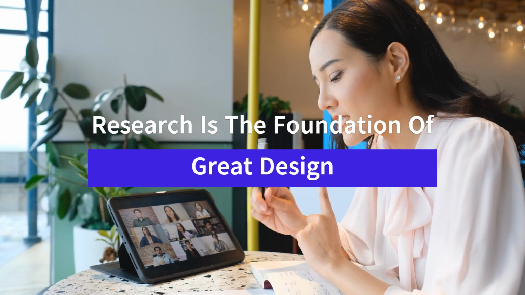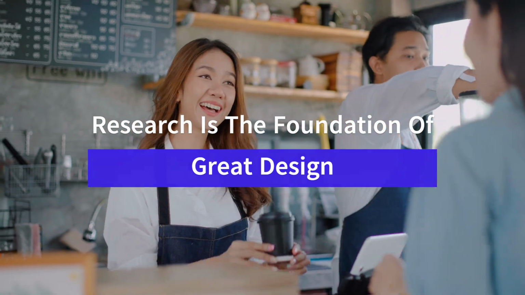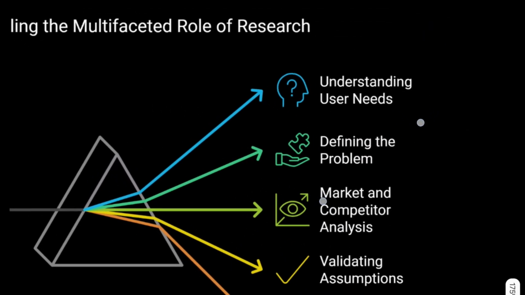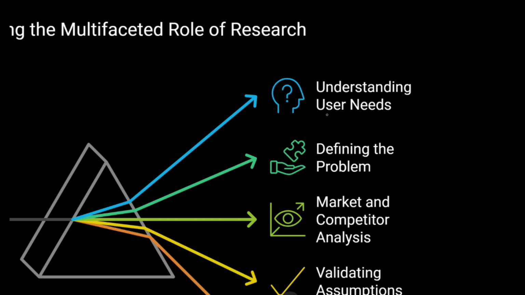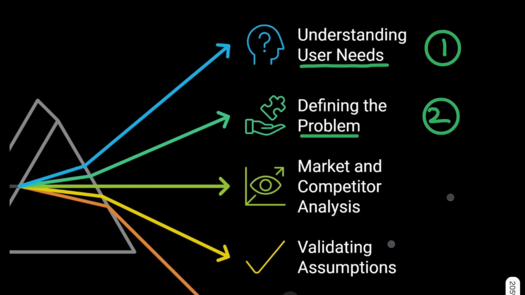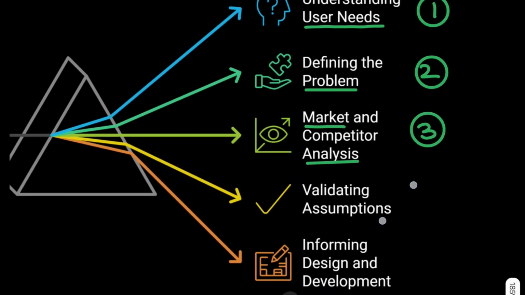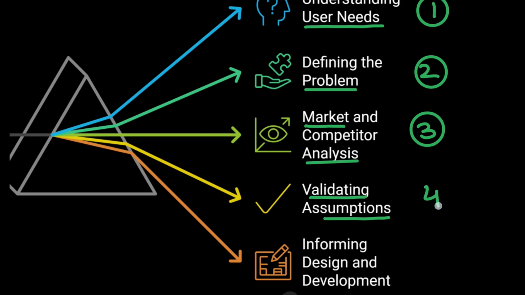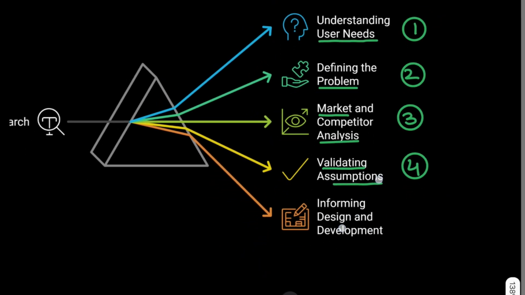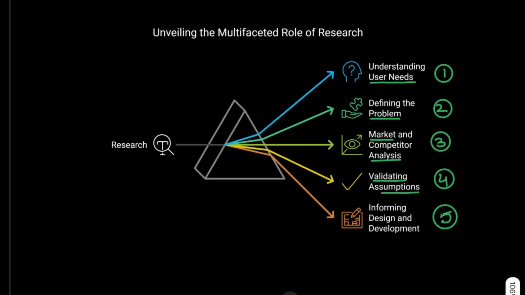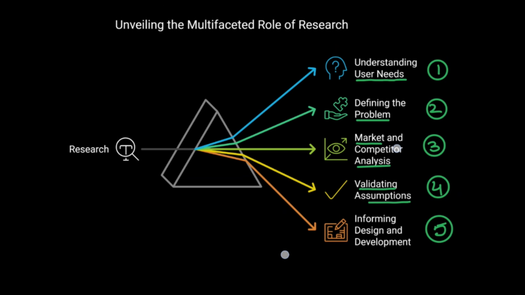Let's break it down. Research is the foundation of great design. We all know that. Now let's try to understand why. First, it helps in understanding user needs. Second, it helps us define the right problems to solve. Third, it helps us analyze the market or competitors. Fourth, it helps us validate a lot of assumptions. And fifth, and last but not the least, it helps us make decisions during the design and development process. So informing design and development decisions, research becomes a very critical part.